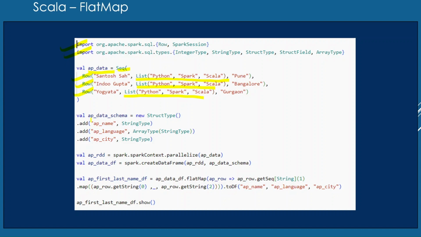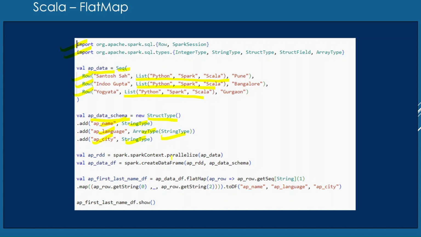Now we are creating a schema with the help of a struct type, creating 3 columns and their data types. We can see here that this language column is of array type, because we are going to do an exercise of the FlatMap, and the FlatMap will apply on array columns only, and it will create new rows for each and every element present in this array. We will see how it works.